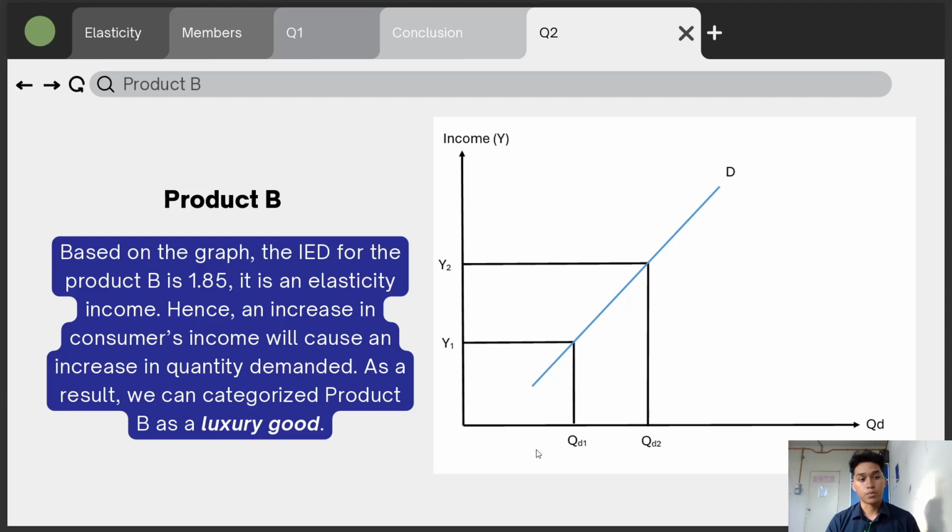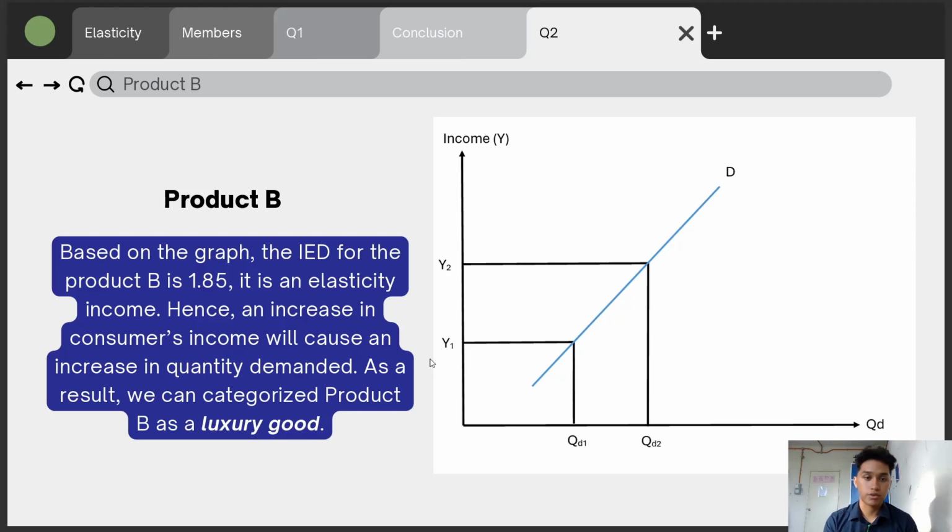But for product B, the income elasticity of demand is 1.85. When the final calculation is positive, it is a positive income elasticity. So an increase in consumer income will cause an increase in quantity demanded.